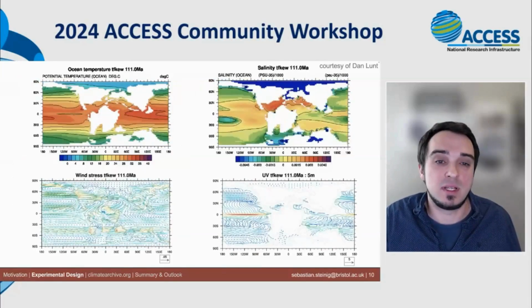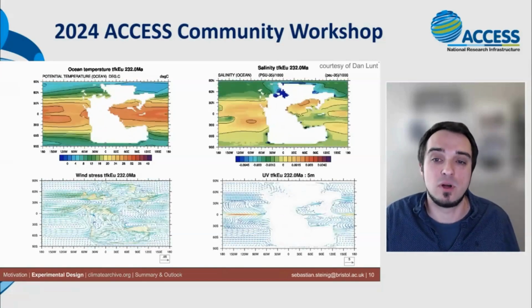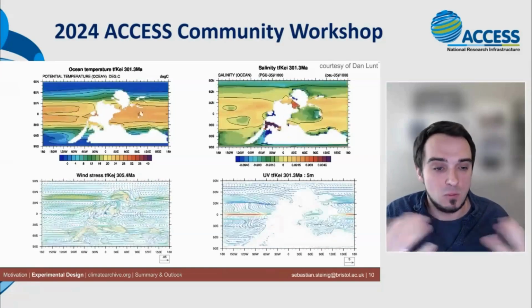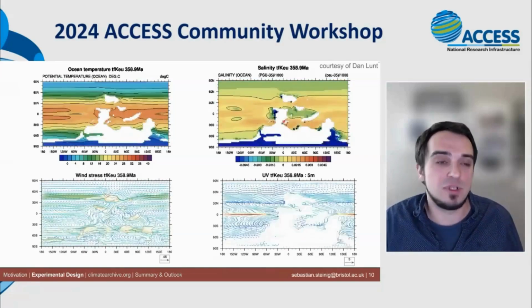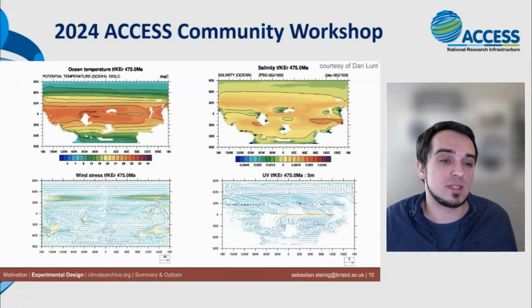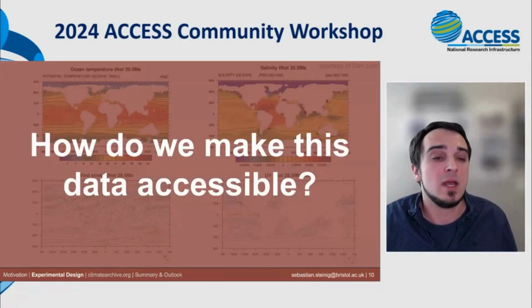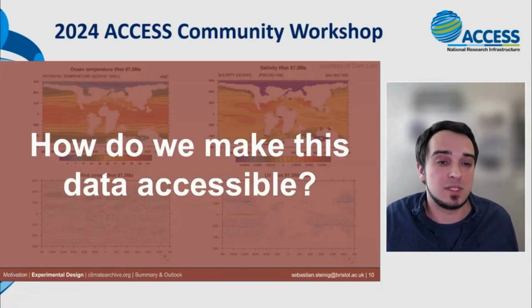So this basically gives us a lot of data. This is even a challenge for people who are working with climate model data or model output every day. It's a lot of data to analyze. So the big question that we are facing at the moment is, how do we make this data accessible in the end, and especially accessible to other disciplines in paleoclimate research?